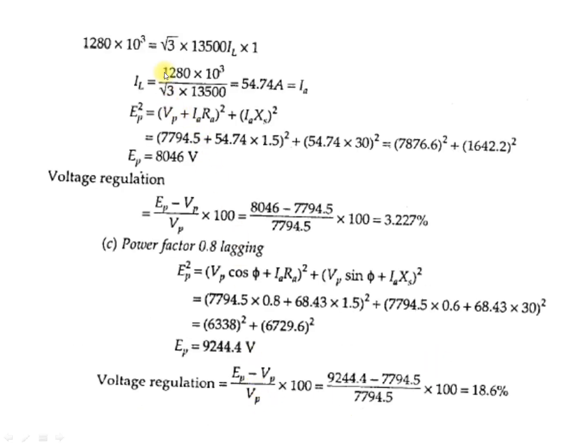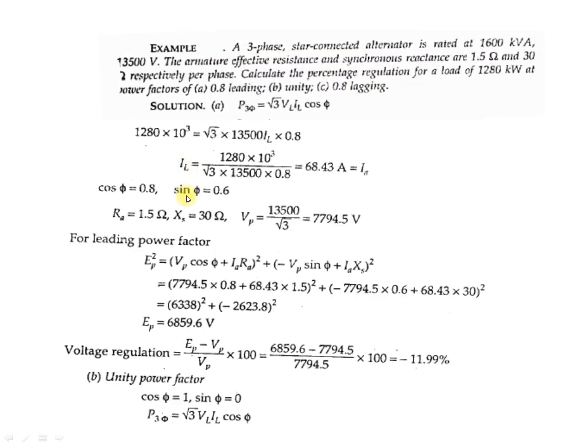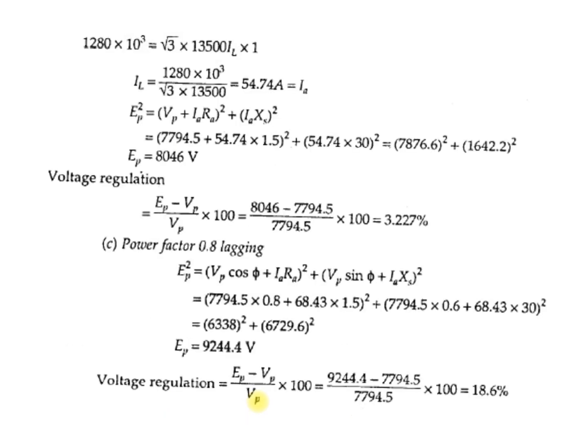For the unity power factor, we need to find out the IL value as shown. The IL value can be found from the equation root 3 VL IL cos phi. Since it is unity power factor, we put 1 for cos phi. If we cross multiply from the right hand side to the left hand side, we get 1280 into 10 power 3 divided by root 3 into 13,500. So we get the IL value, which is equivalent to 54.74.